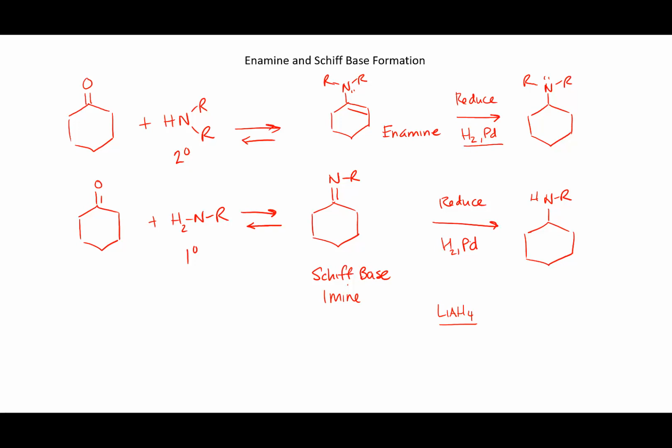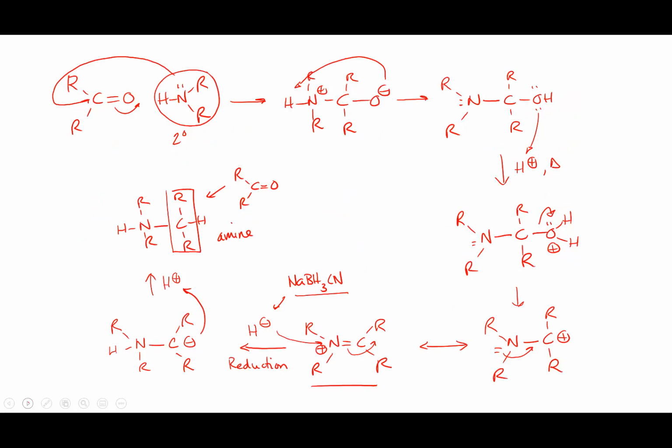Now, you could also use lithium aluminum hydride for the second reaction, but let's talk about what we ended up with. So another reaction is called reductive amination. So in this case, what you do is you take your secondary amine and react it with the ketone, and you form what I called the hemi-aminal.